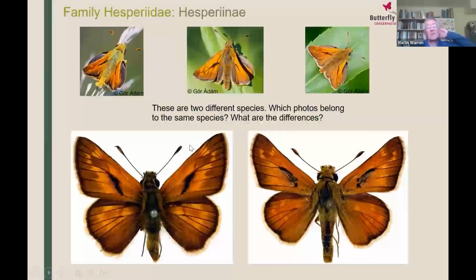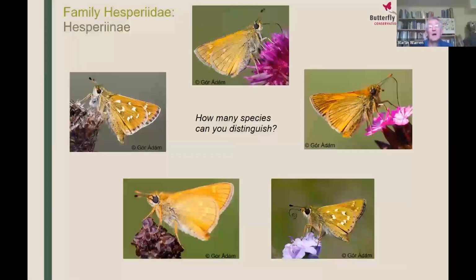And just to give you an example, you have to sometimes look quite closely, because there are two different species shown here, and you have to look quite closely at the spotting in the wingtips before you can really identify them. But actually in this particular case, the hind wings look completely different. So sometimes you need to look at both the hind wing and the upper side.